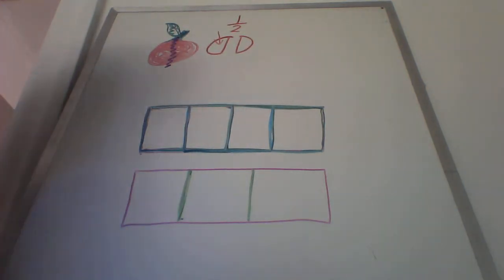So that's what fractions are. They're parts of something that is whole. And the whole usually means a group. In this case, it's a group of 2. So one part of a group of 2.